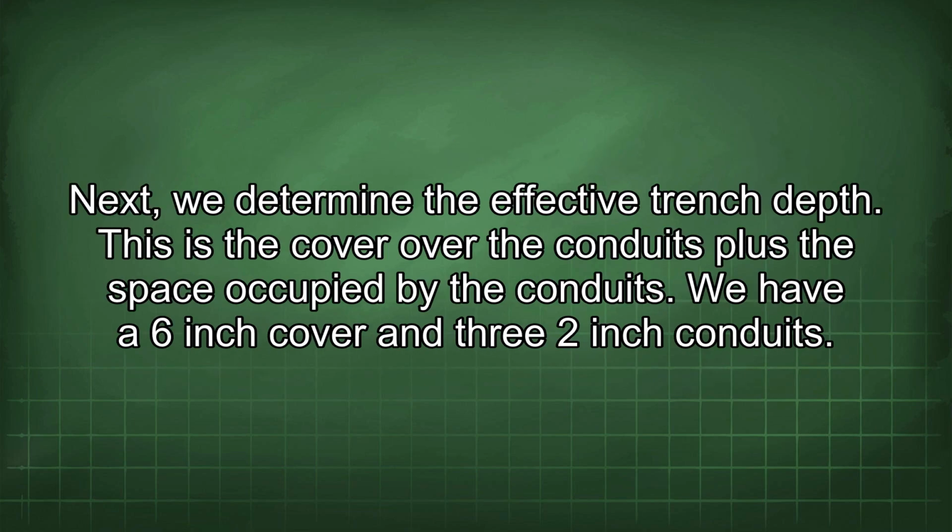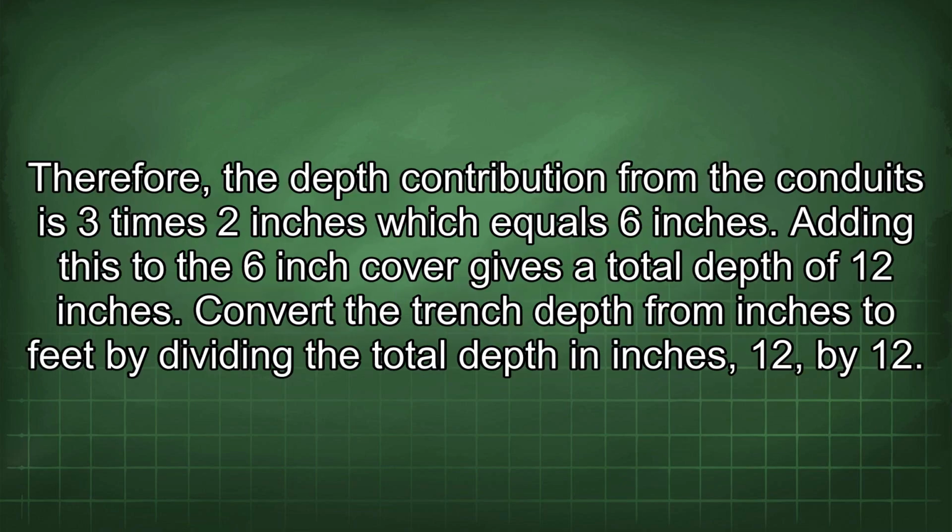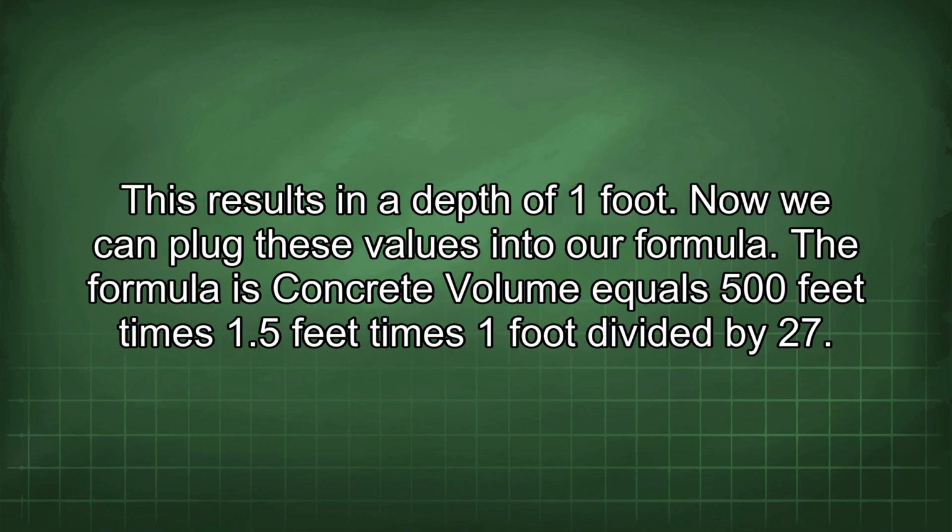Next, we determine the effective trench depth. This is the cover over the conduits plus the space occupied by the conduits. We have a 6-inch cover and 3 2-inch conduits. Therefore, the depth contribution from the conduits is 3 times 2 inches, which equals 6 inches. Adding this to the 6-inch cover gives a total depth of 12 inches. Convert the trench depth from inches to feet by dividing the total depth in inches, 12, by 12. This results in a depth of 1 foot.